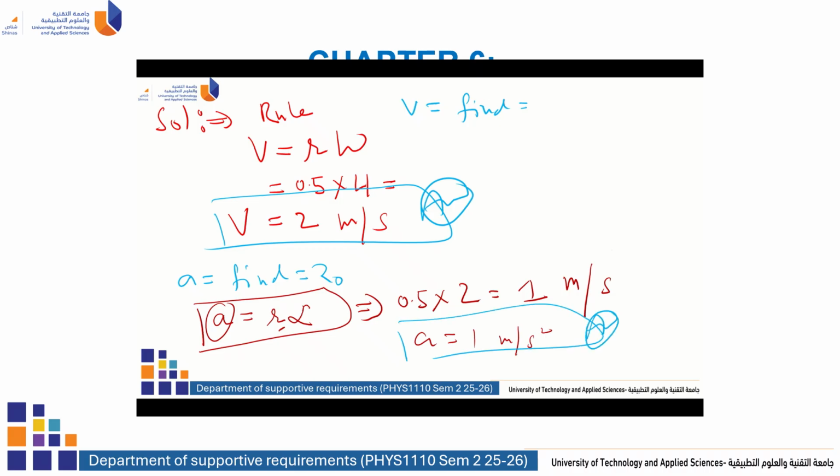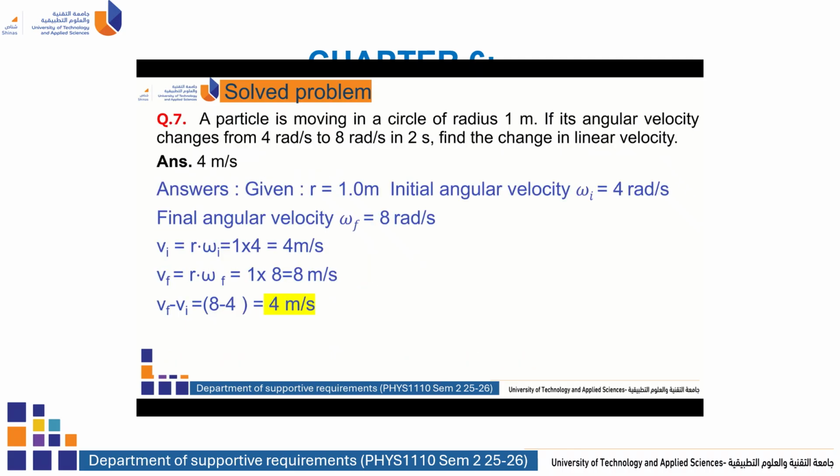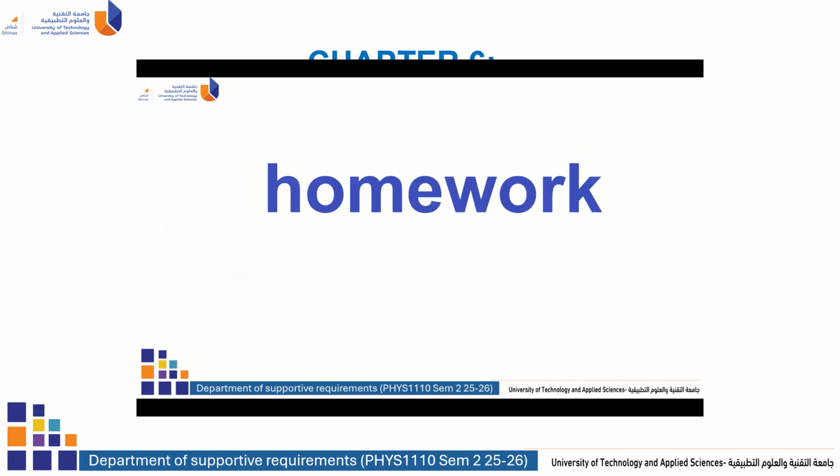We calculated this. You can try question number 6 and question number 7. This is the same idea. Basically they are asking for the value of v, something like this. You can do it. Now chapter number 6 is finished.